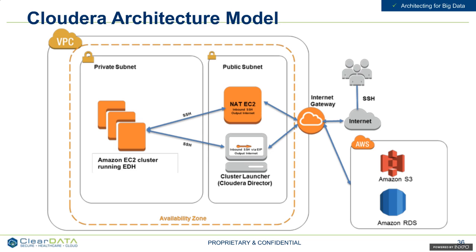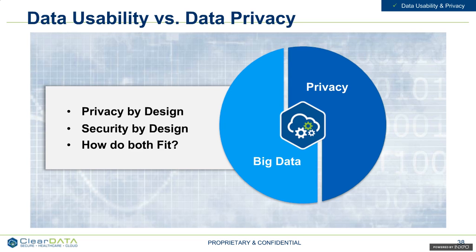Going now to slide number 36, we're going to talk a little bit more about the data usability versus privacy model. In this model, we talk about the need to have access to data, but you still have that concern, that challenge that's related to privacy. And so in order to do this, you need to have privacy by design and security by design fit into your solution. How do they both fit?